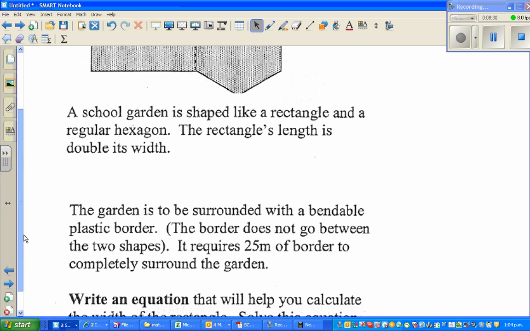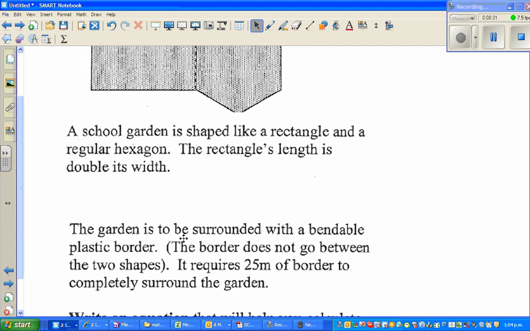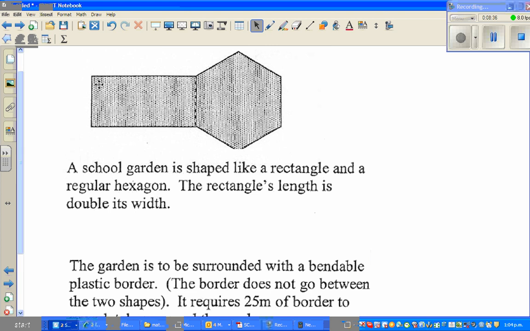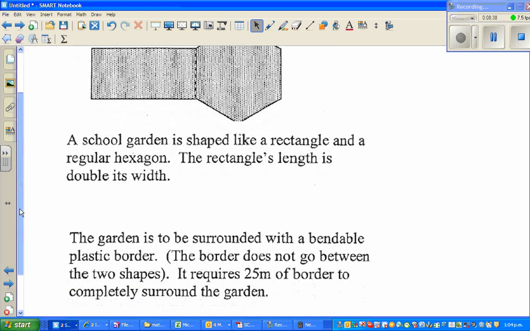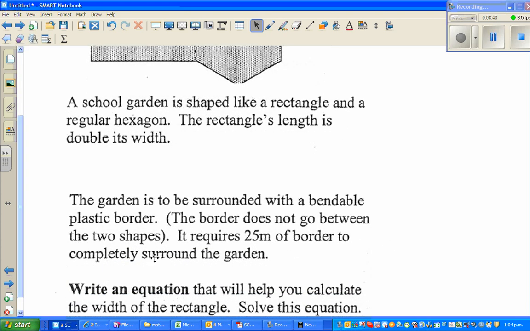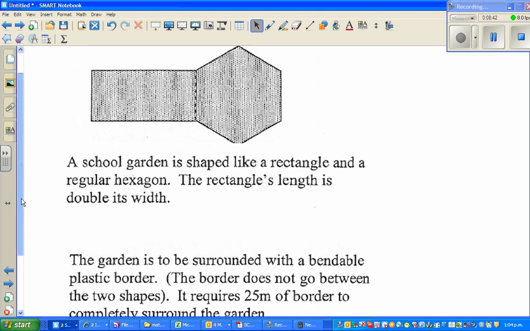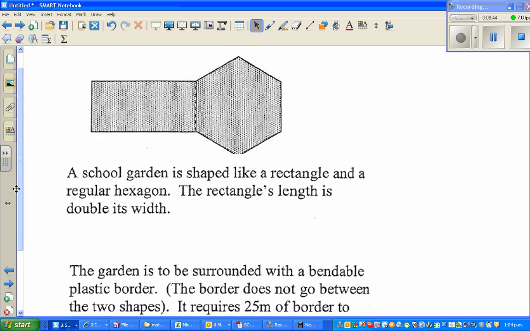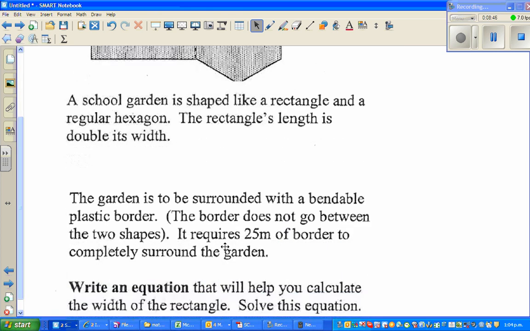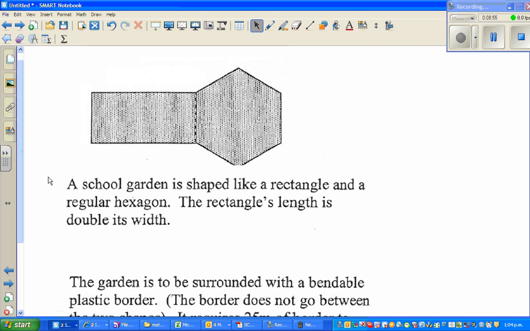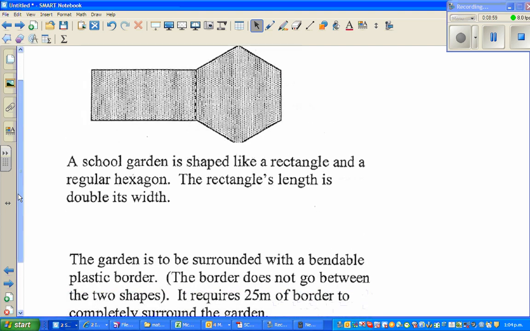Then it says the garden is to be surrounded by a bendable plastic border. You want a bendable plastic border. The border does not go between the two shapes, so you don't have any border between the shapes. It requires 25 meters of border to completely surround the garden. So you need 25 meters of plastic to completely surround the garden.